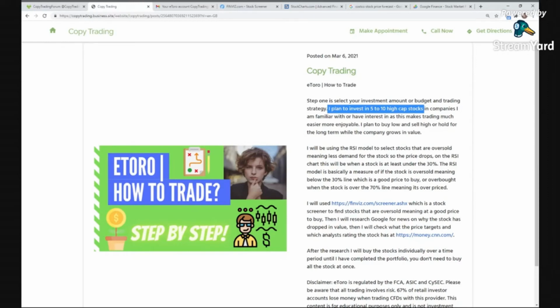So I'm looking at these big high cap stocks because everybody knows them, and a lot of people are investing in them, and people have emotional attachment to Apple, etc. They'll buy their products, so it's safer in the long term. Okay, we know these companies are growing year in, year out for the long term. So I'm going to invest in companies I'm familiar with or have an interest in, as this makes trading much easier and more enjoyable.